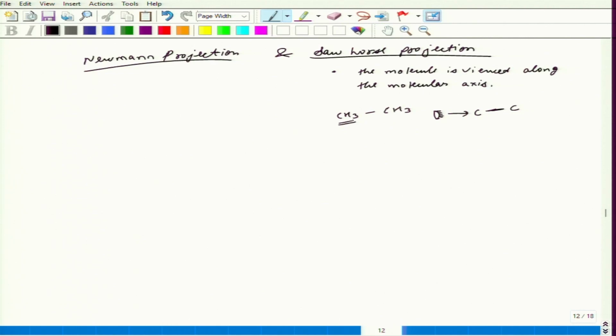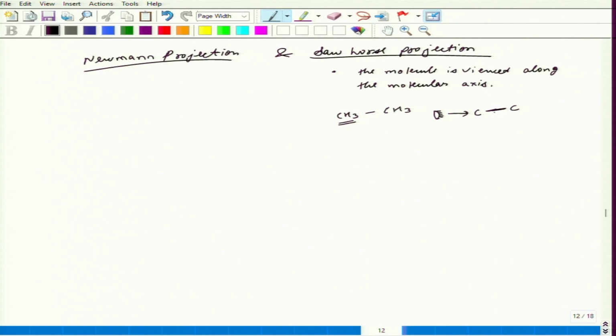What happens? The front carbon is taken at the lower side and the back carbon is taken at the upper side, and the C-C bond is represented by a long line. For example, this C-C bond is elongated like this. This is the front carbon at the lower side, and this is the back carbon at the upper side. We will not write carbon here, because as we are seeing along the molecular axis, we show each carbon by a dot.